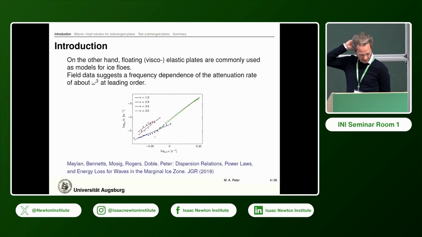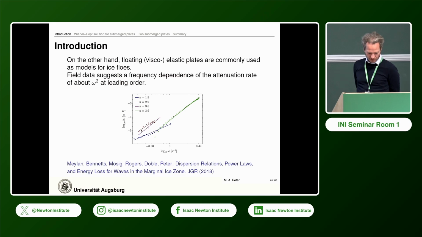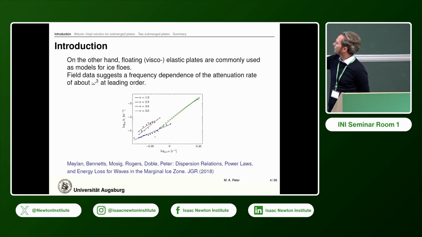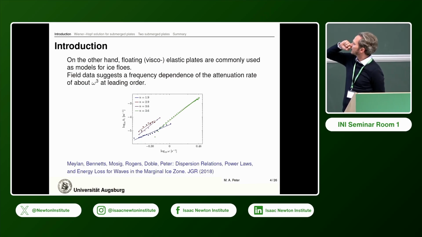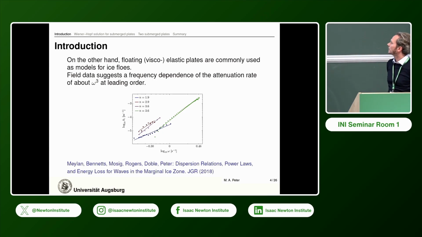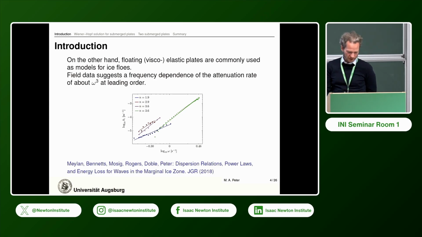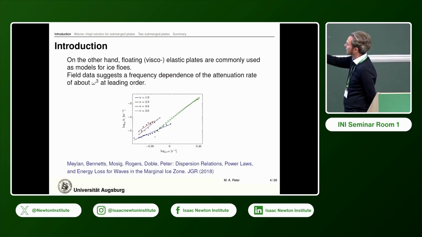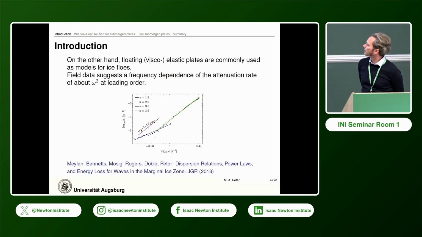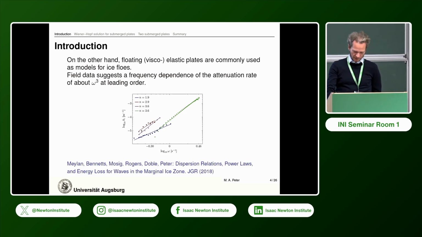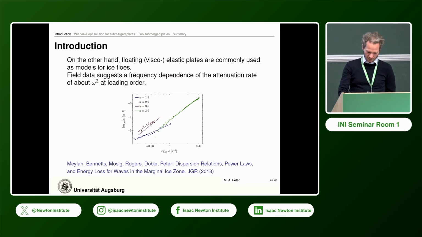So this is about a floating elastic plate, and this is a common model for ice floes. There is some work where field data has been analyzed, and it shows that there's a certain dependence of the attenuation rate on the frequency, which is omega to the cube at leading order. And you can see some accumulated field data here on a log-log plot. This is the attenuation as a function of frequency, and you see that roughly the exponent is typically about 3.